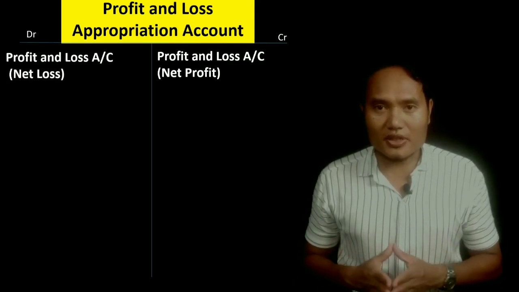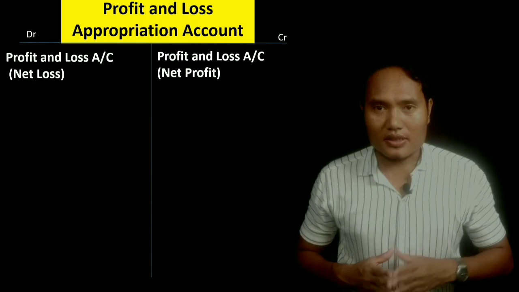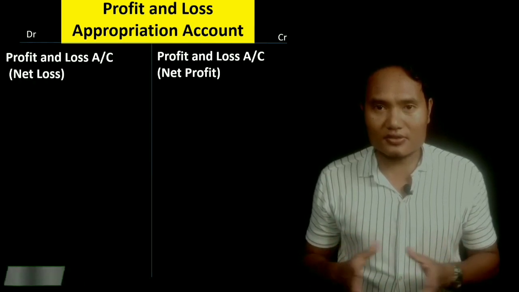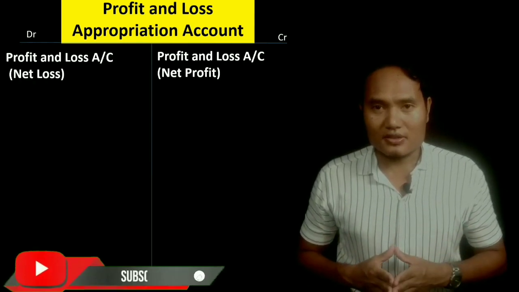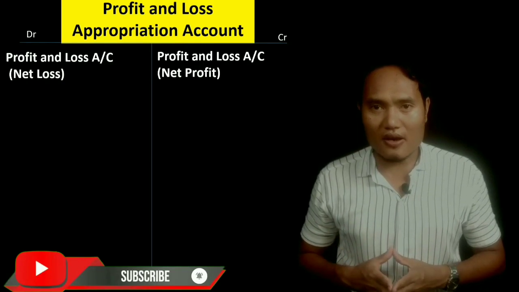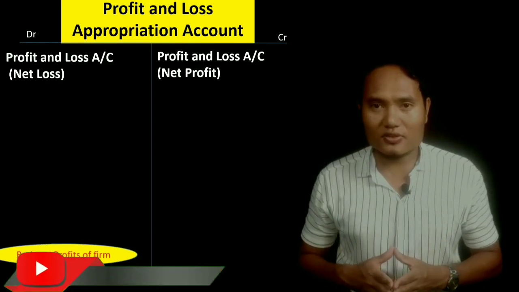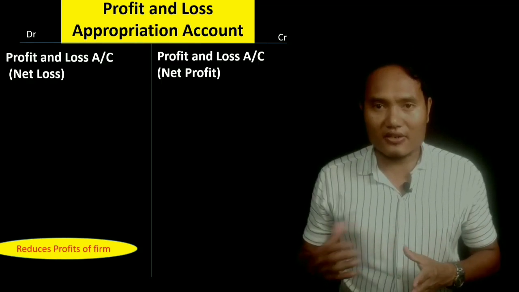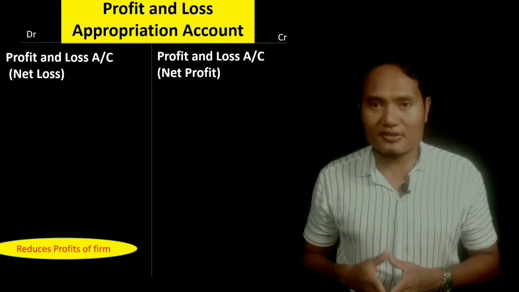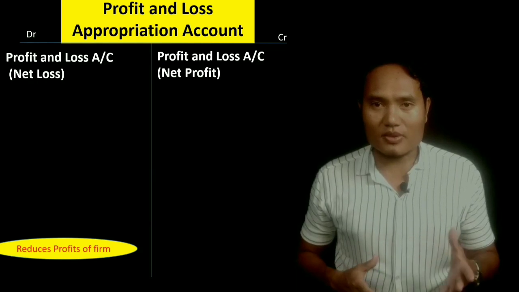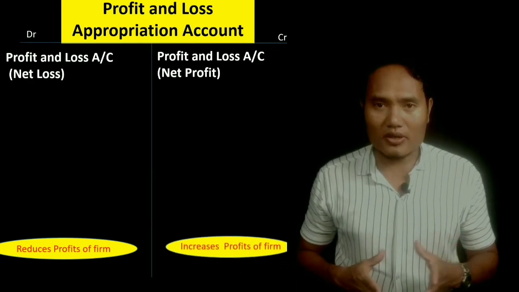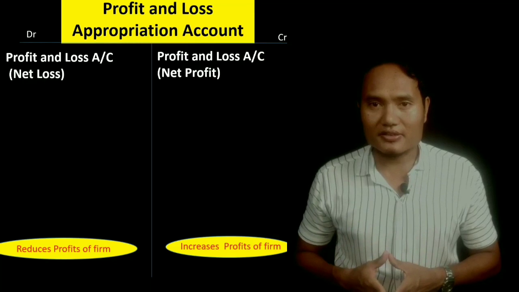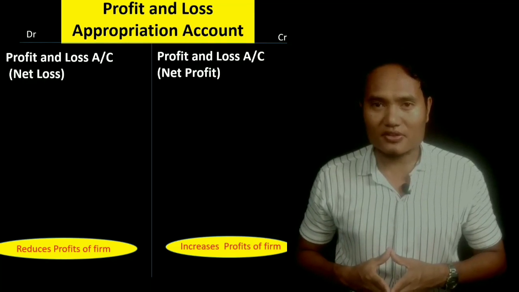In the profit and loss appropriation account, if any transaction reduces the profits of the partnership firm, then all those transactions or items are recorded on the debit side, and if any transaction or item increases the profits of the partnership firm, then we record it on the credit side of the profit and loss appropriation account.